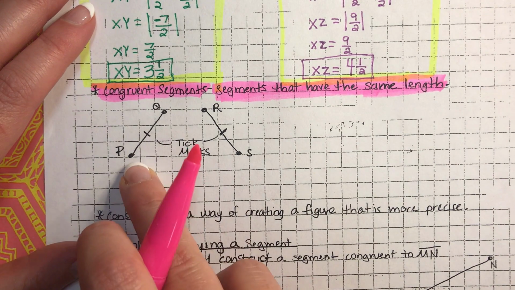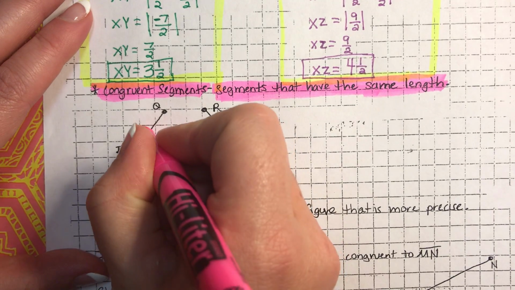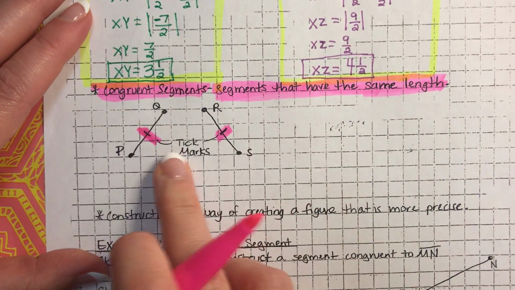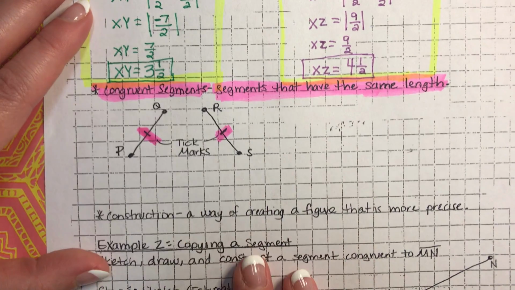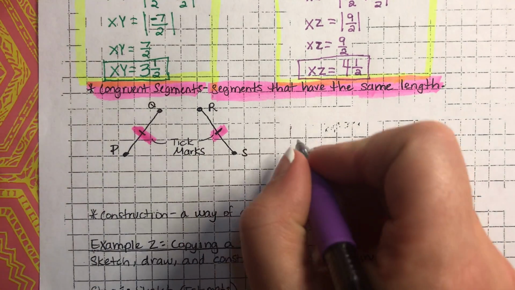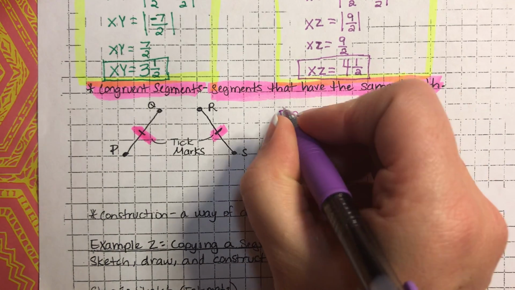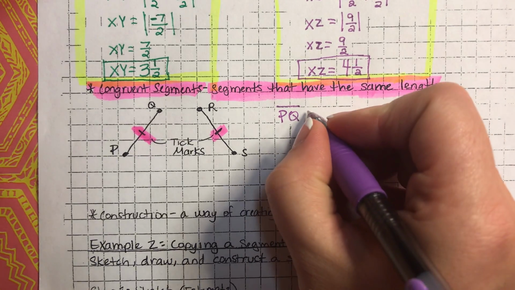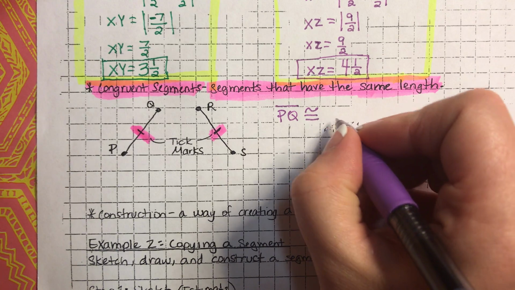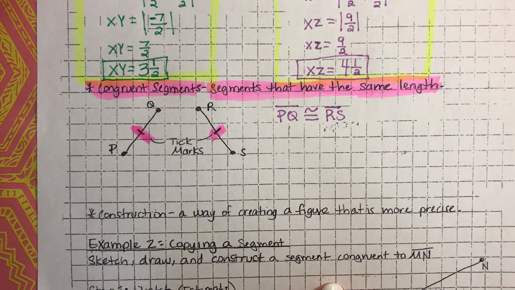So here we have segment PQ and segment RS, and you can see that they're congruent because they have these little tick marks right here. And whenever you have a tick mark, that means that those two things are congruent. So then you can say line segment PQ, like that, is congruent to line segment RS. And you use that notation.